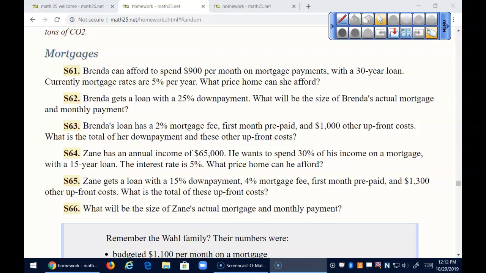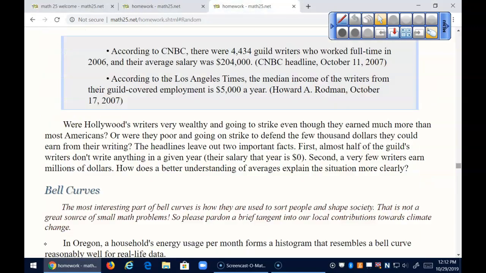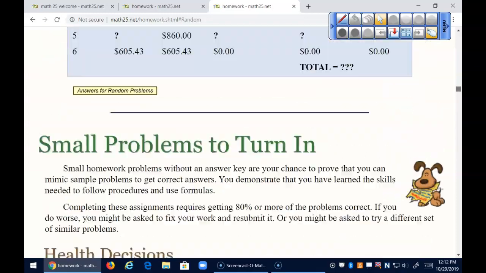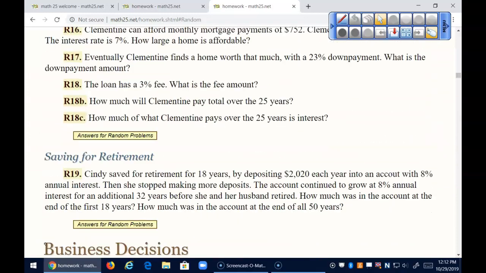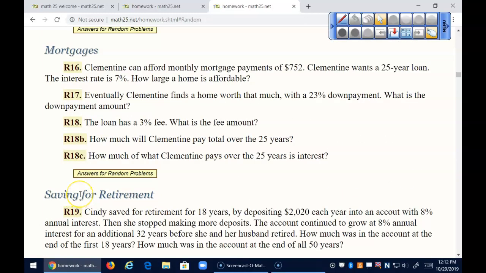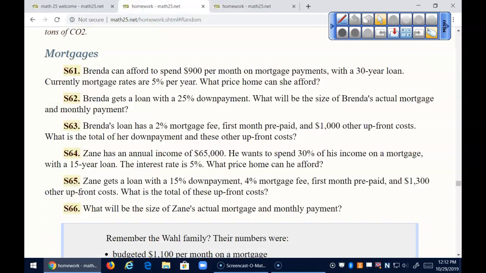So it's the same. Brenda has 3 problems. Zane has 3 problems. And your random homework list does the same kind of thing if you go up to wherever that is. But the random homework just breaks it up into more steps. So there we go. Okay, so we're doing Zane's.